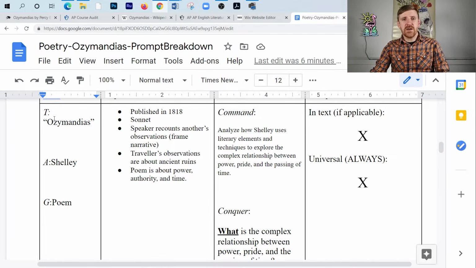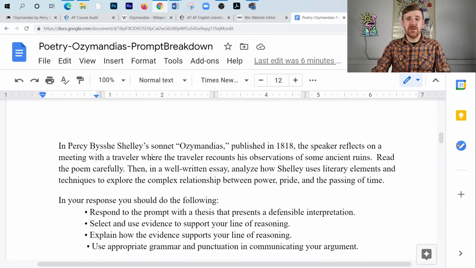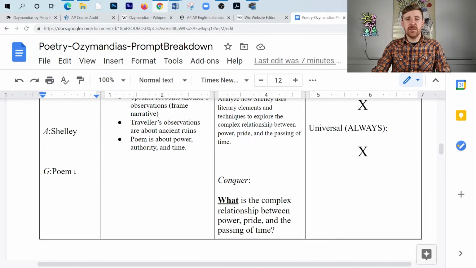So anyway, our title is Ozymandias here. And then we have our author, and that right now is Shelley. And then our genre I put here as poem. But if you notice, it actually calls it a sonnet in the prompt itself. So I'm going to put the word sonnet here.